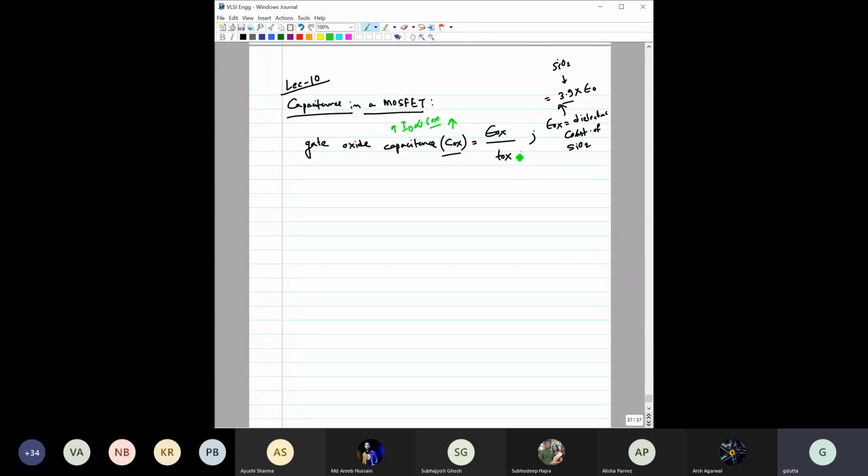But there is a minimum limit to which you can lower this TOX. You cannot go to the extreme, because otherwise gate leakage would be an issue. So you can guess that there is another possible way: you can increase this epsilon ox. That way you can also have COX higher. That is the main motto for why we need this high K dielectric.